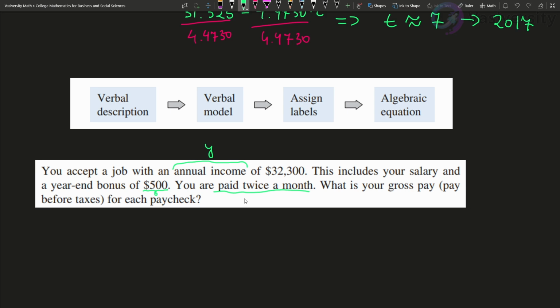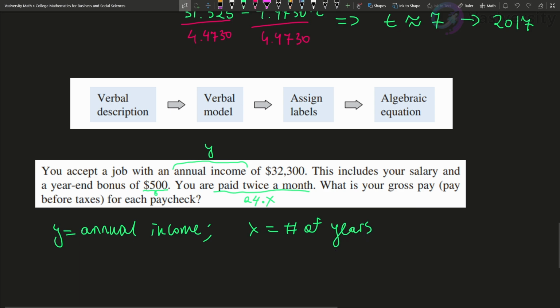In a year, it depends on how many years we have. It would be 24 times we're getting paid a year, because a year has 12 months, and 12 times 2 is 24. Depending on how many years we work, we say 24 times X, where X is the number of years. So Y is annual income, X is number of years.